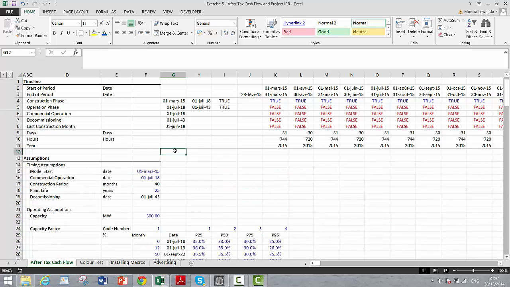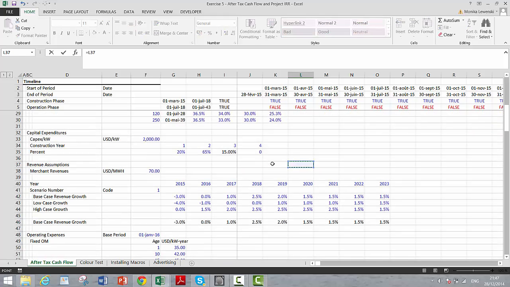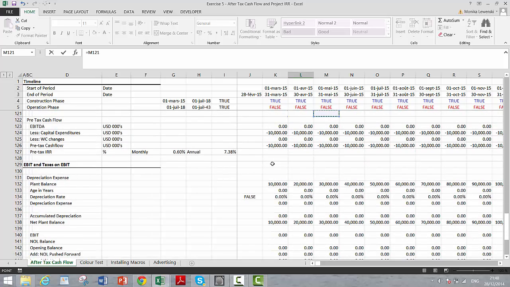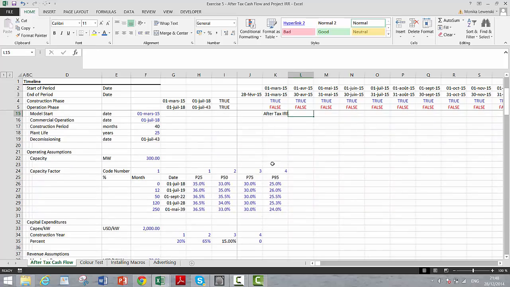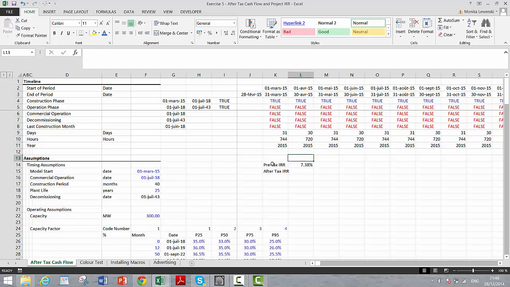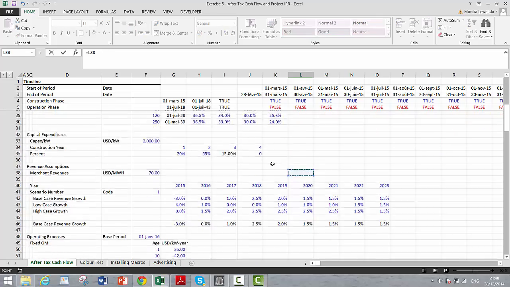Now, why don't we do a couple things? So how about we put pre-tax IRR and after-tax IRR, and go and collect our numbers. This was the pre-tax, and let's get the after-tax.